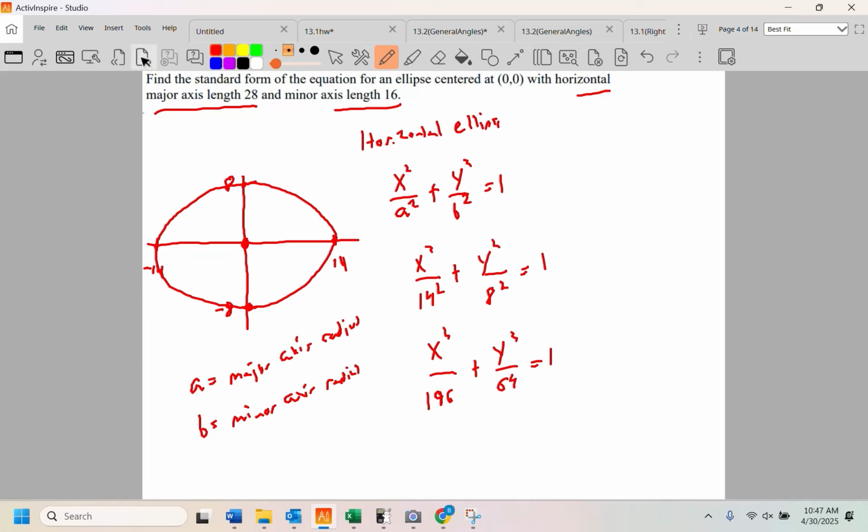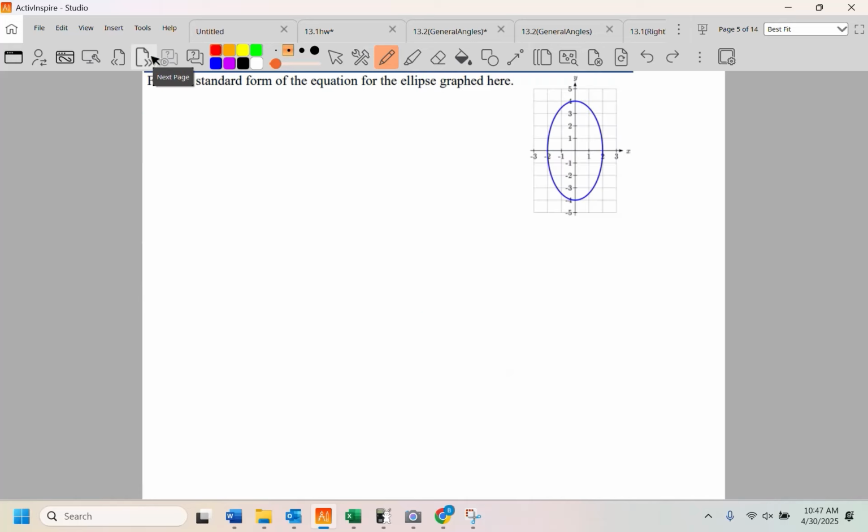That's how hard it really is to write an equation of an ellipse if it's centered at the origin. Again, I'm a little rusty on this, so forgive me if I make any mistakes.